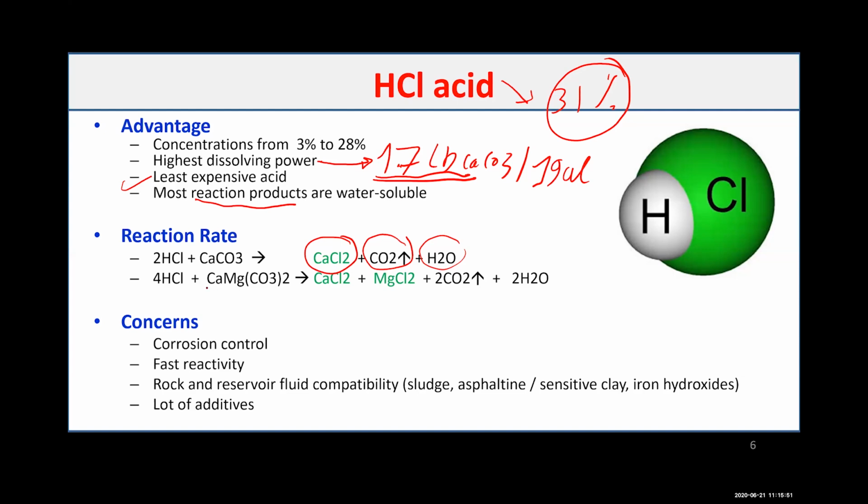Again, when it reacts with dolomite, which is calcium magnesium carbonate, you will have calcium chloride and magnesium chloride, both salts, highly soluble. Again, CO2 and water. So we don't have any precipitate. We don't have anything that can cause any damage. So HCl can be a perfect choice.